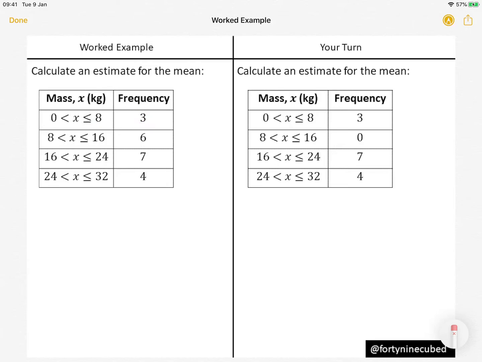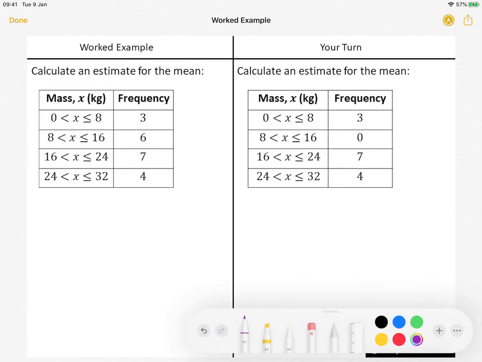I'm going to do the question on the left without any more talking, then I'll talk through it, and then you can have a go at the one on the right. So I'll start this one on the left now.